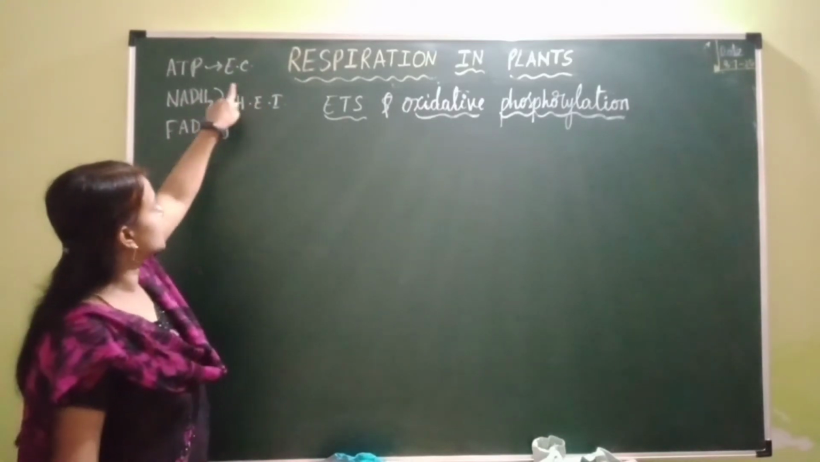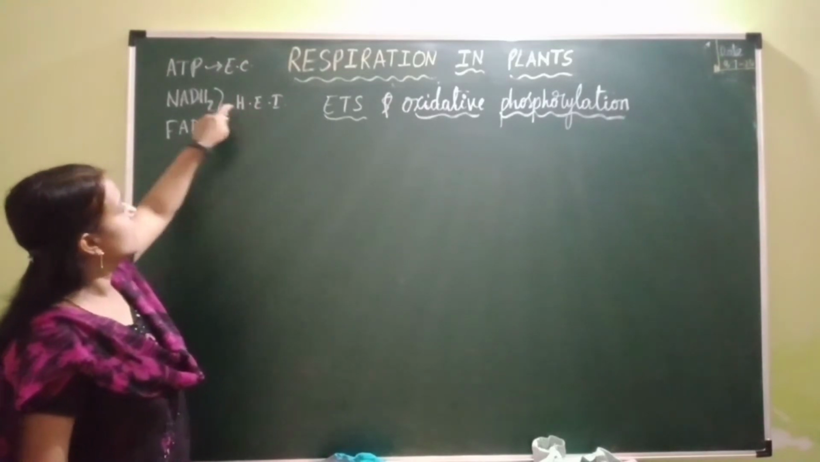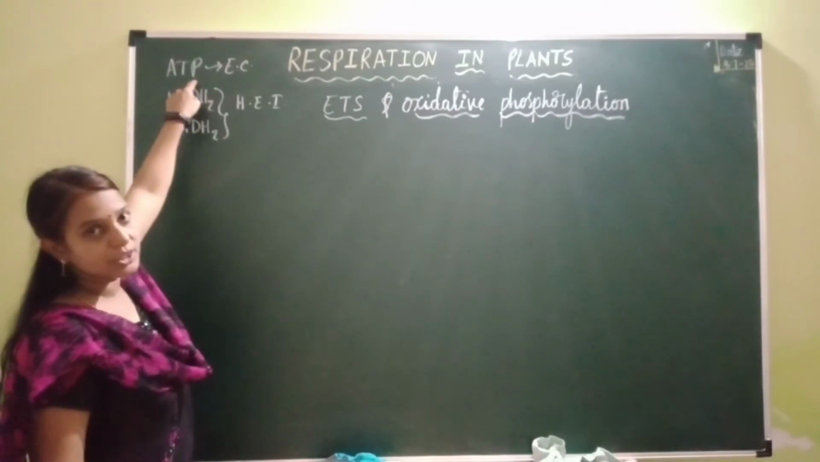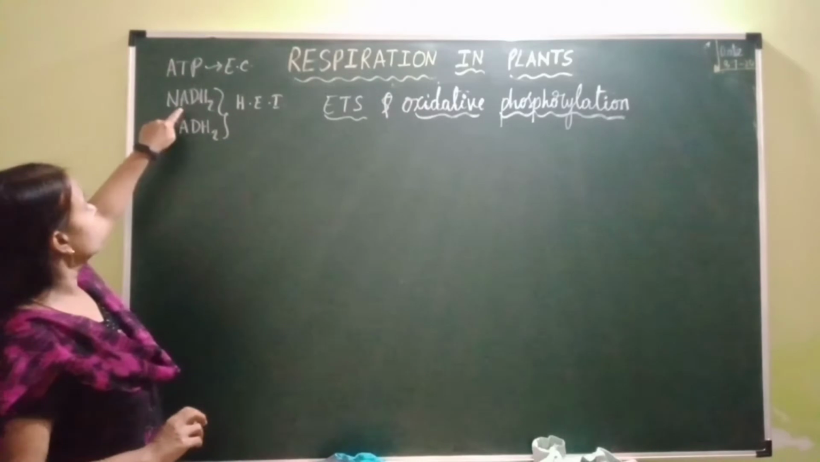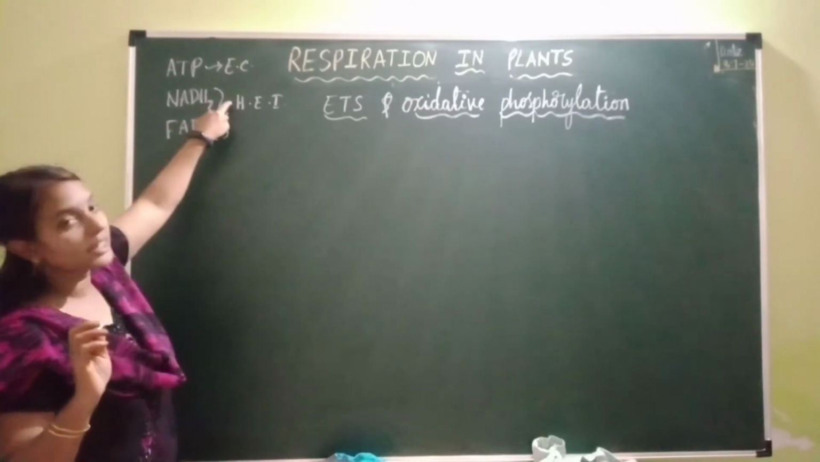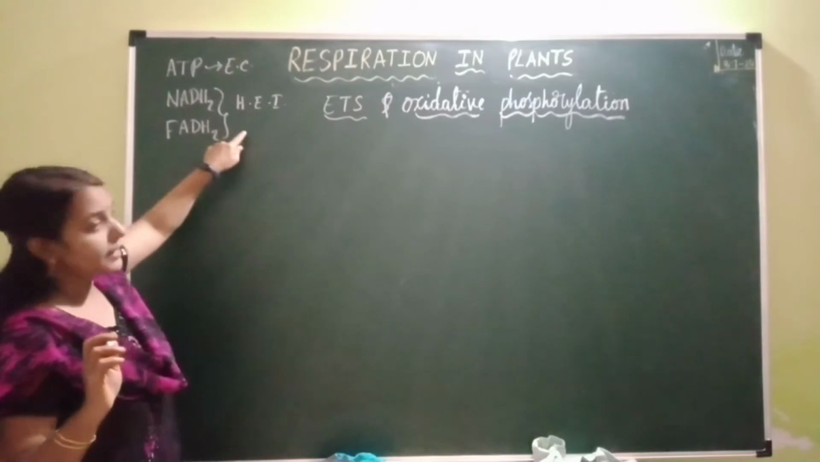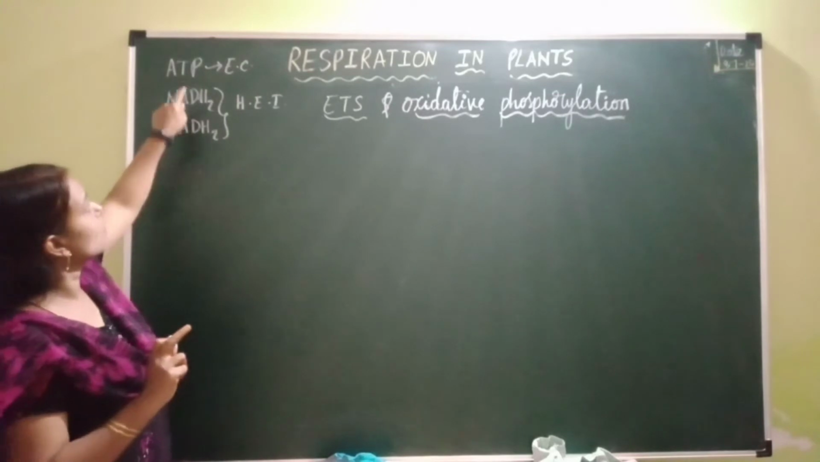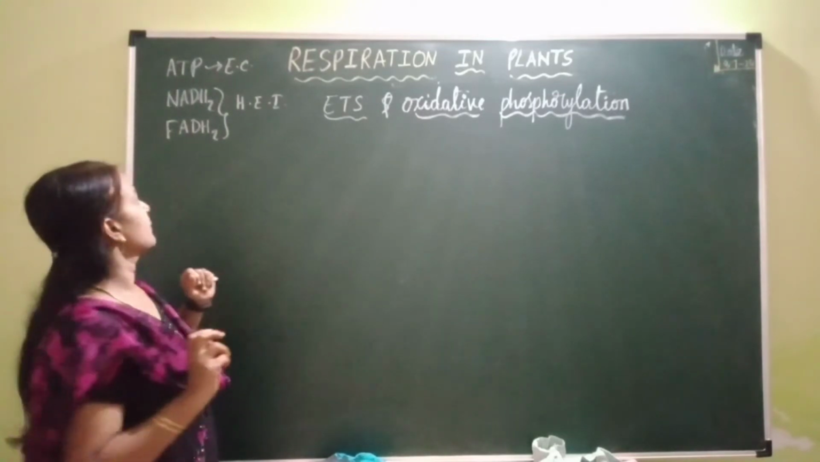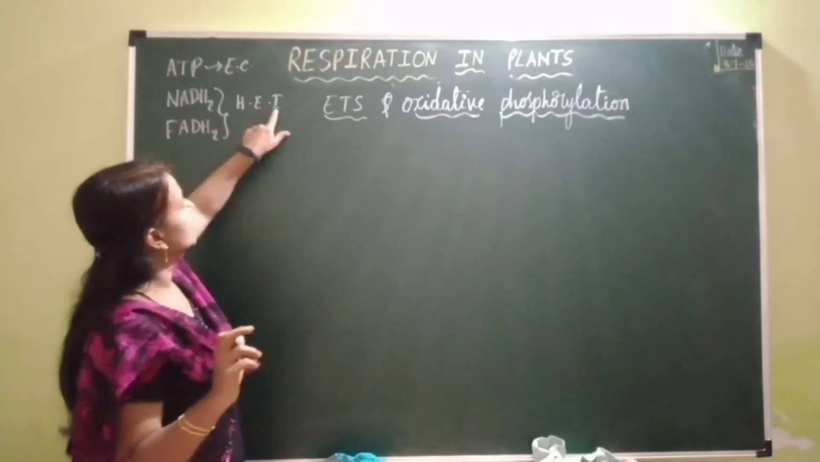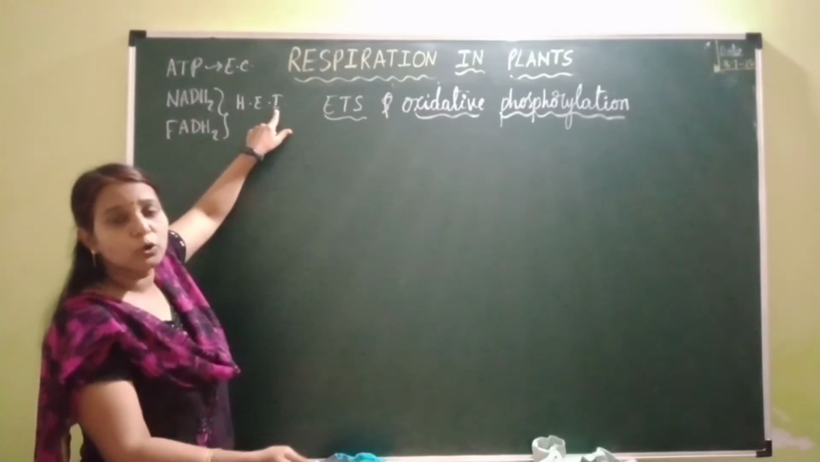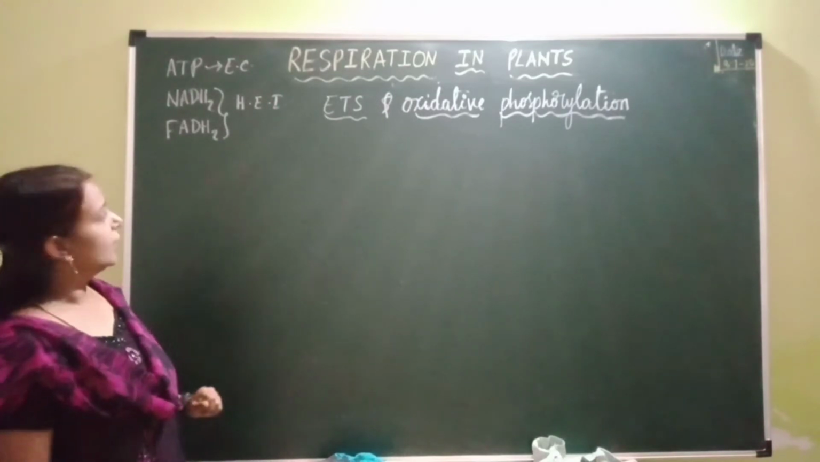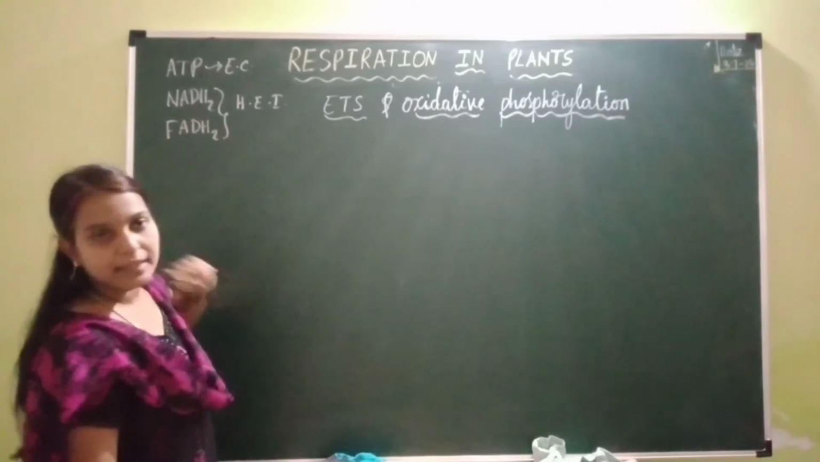Now NADH2 and FADH2 are called high energy intermediates. Why are they called high energy intermediates? High energy because the amount of energy stored in NADH2 and FADH2 is more than the amount of energy stored in ATP. One molecule of NADH2 is equal to 3 ATPs, and one molecule of FADH2 is equal to 2 ATPs. That means the amount of energy stored in NADH2 and FADH2 is more than in ATP. Right. So they are high energy intermediates. Intermediates because again they undergo breakdown or oxidation through ETS, which ultimately results in the synthesis of ATP. Hence they are called high energy intermediates.